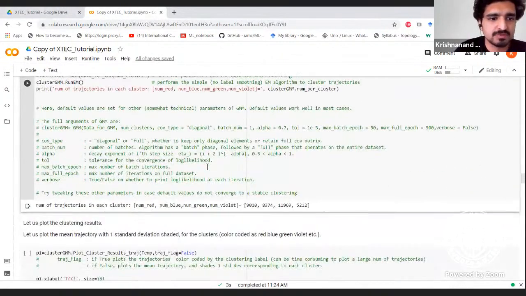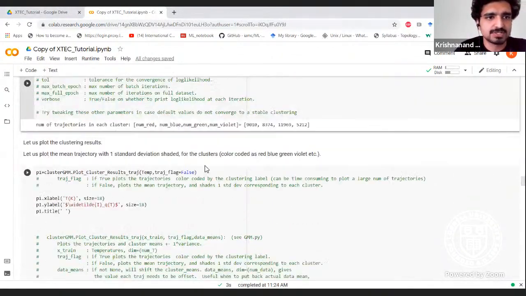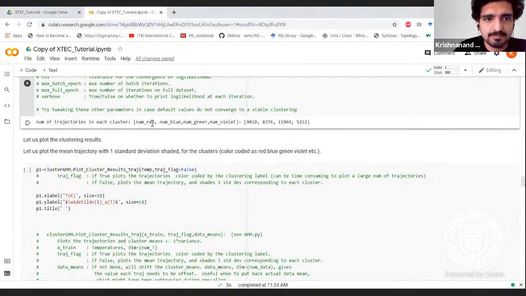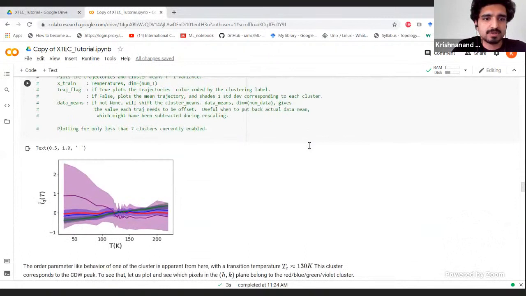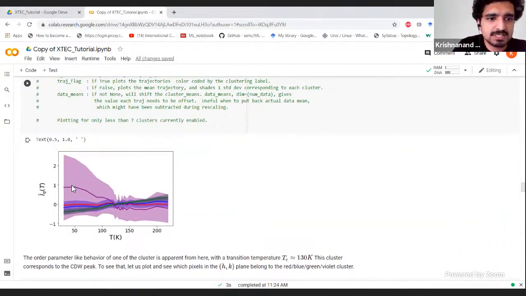But typically what you observe is that once you cluster it, you are assigned a color for each cluster. You have 4 clusters colored red, blue, green, and violet. And these are the number of trajectories in each cluster. If you plot them, you can see that the rescaled intensity trajectory for each cluster has these properties, where the first one seems to look like the order parameter with some transition temperature somewhere around here, and you have some other trajectories.